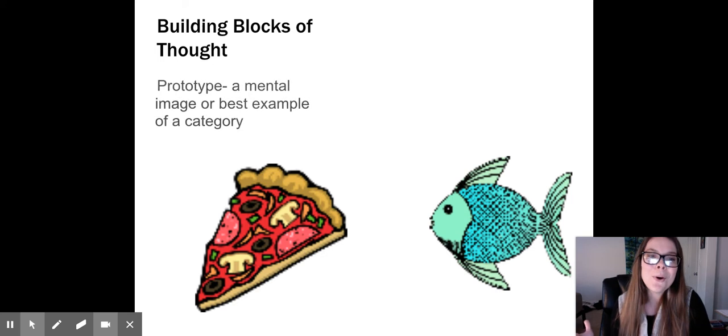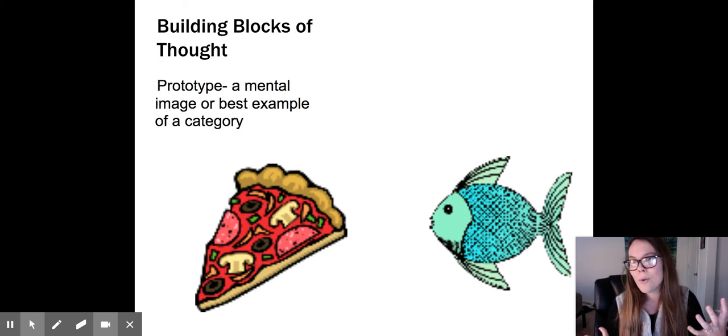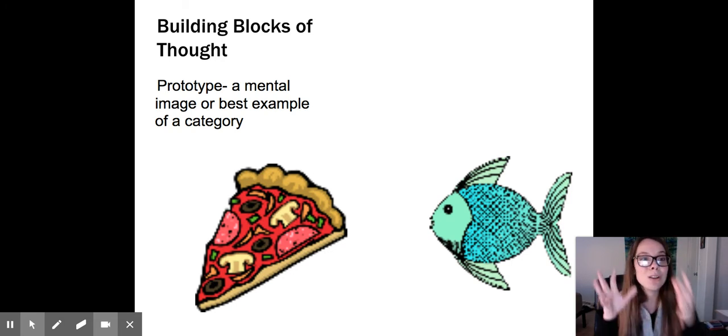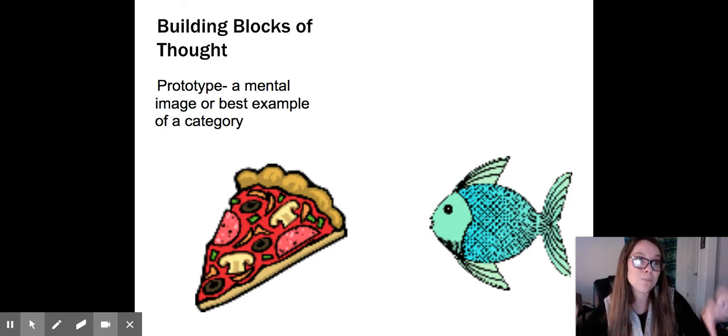And so, for example, within these concept maps, we have prototypes. And prototypes are a mental image of a best example of a category. Pizza and fish are usually two different prototypes, right? Let's not get into the whole anchovy debate, but usually they're different prototypes. They're different groupings, right?